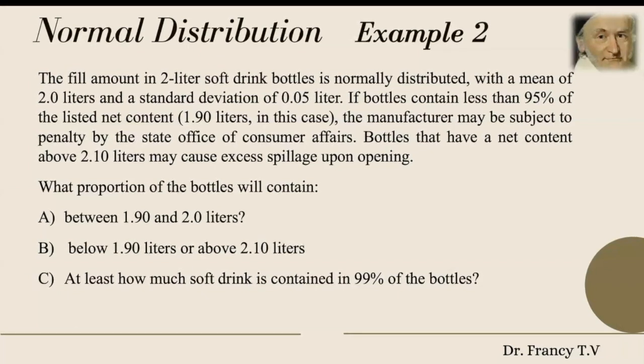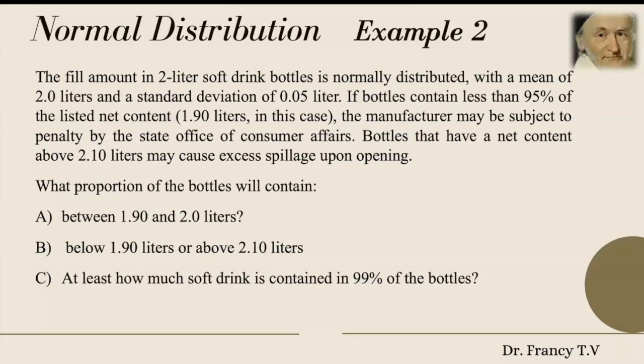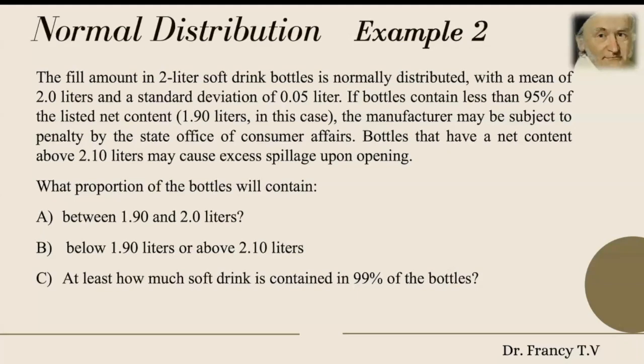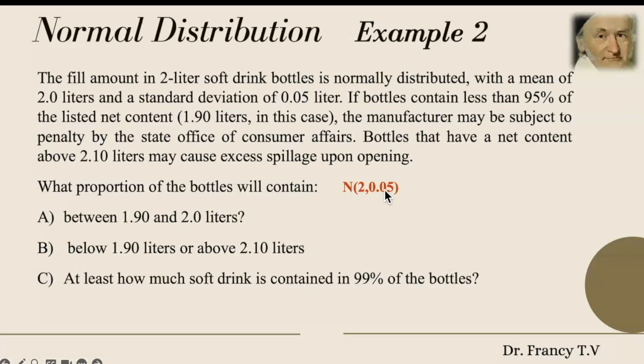What proportion of the bottles will contain? Question number 1, between 1.9 and 2 liters. Question number 2, below 1.9 or above 2.1. Question number 3, at least how much soft drink is contained in 99% of the bottles? Here, it is clearly specified that the fill amount is normally distributed with a mean 2 liters and standard deviation 0.05 liters. So we can use a normal distribution with a mean 2 and standard deviation 0.05.